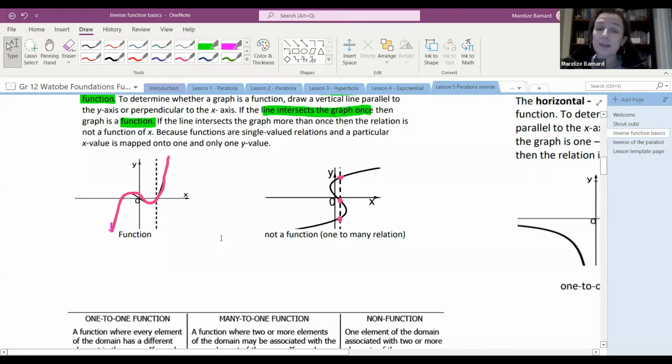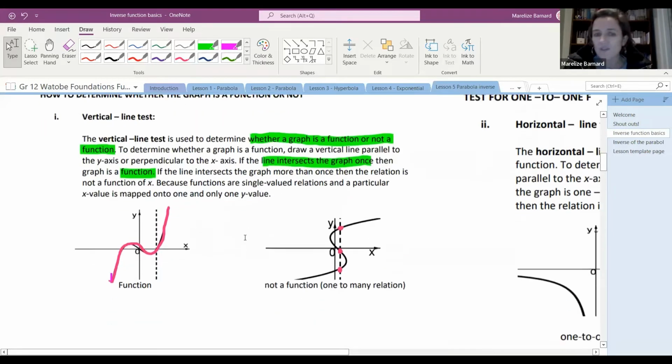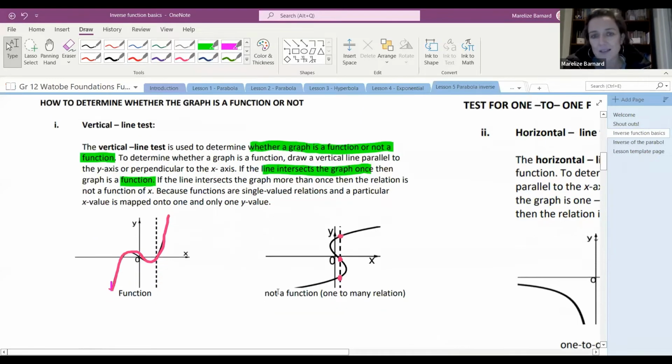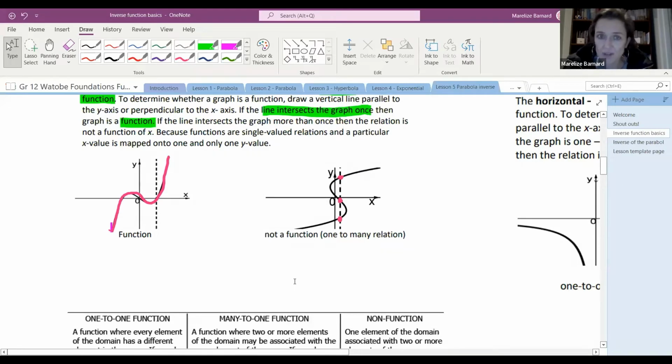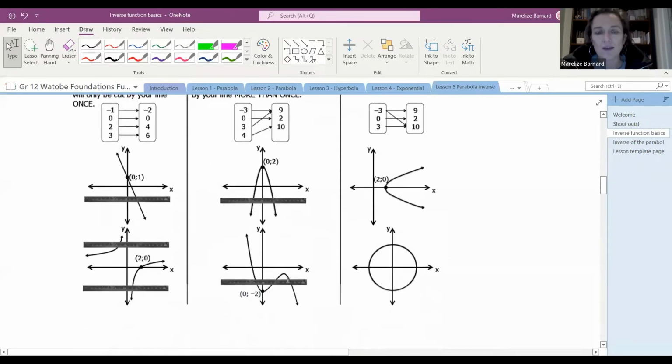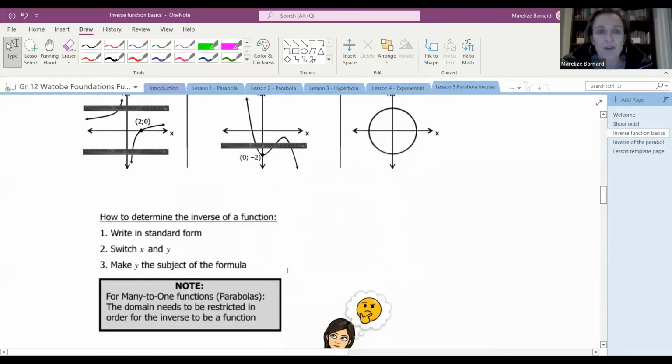The biggest application of this only comes when we work with the parabola and the inverse of the parabola. That's really where we are going to use this idea of a function and not a function, because the inverse of the parabola is not a function, and that's what we're going to look at tonight. So all of this comes down to the point that you must know how to determine a function using the vertical line test and how to use the horizontal line test, but it really will be maybe a 2-mark question at most, and the application comes when we do the parabola.